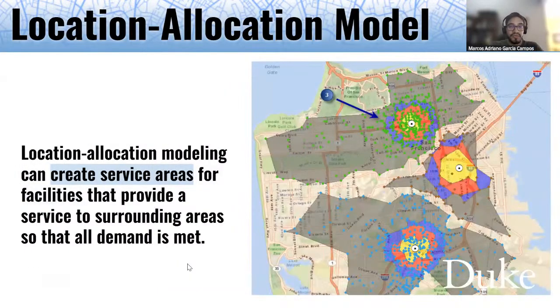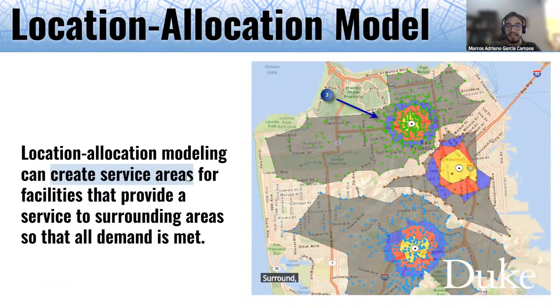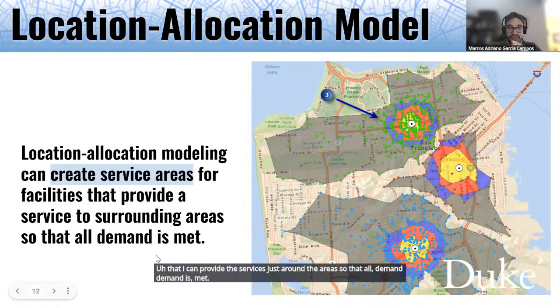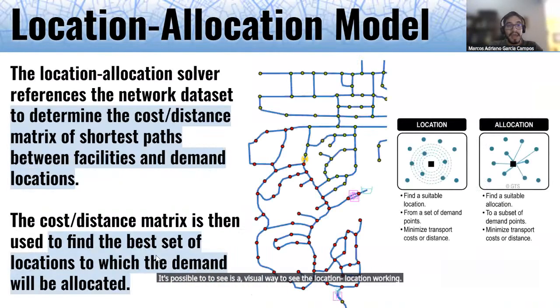And after performing the location, it's possible to create the service areas surrounding all the population that I am serving on that allocation, so that I can provide the services to surround the areas so that all demand is met. It's a visual way to see the location working. And location allocation can solve models that reference the network data set to determine the costs or distance metrics of shortest paths between facility and demand locations.